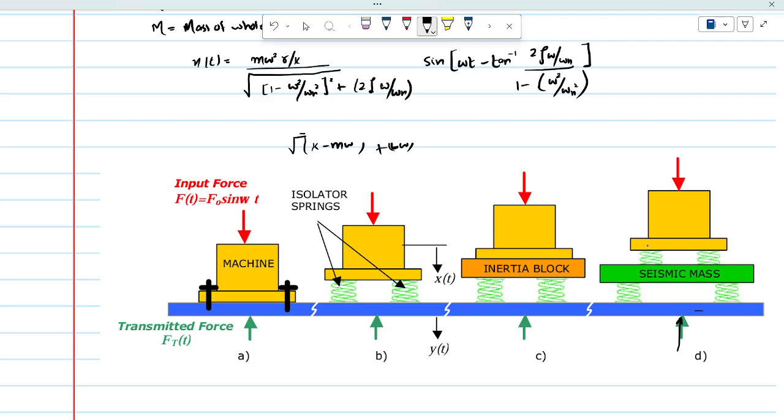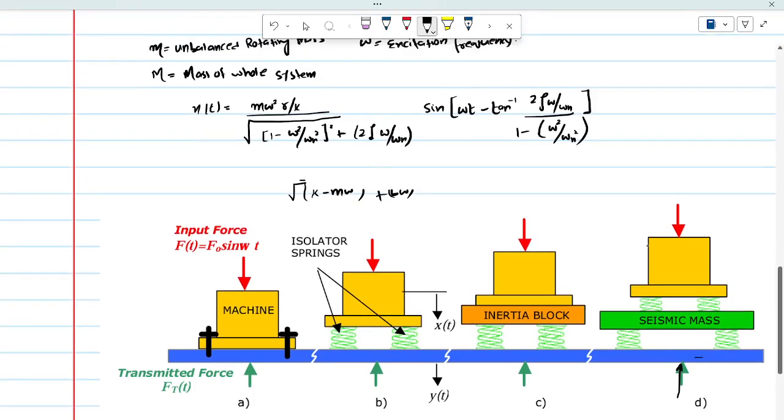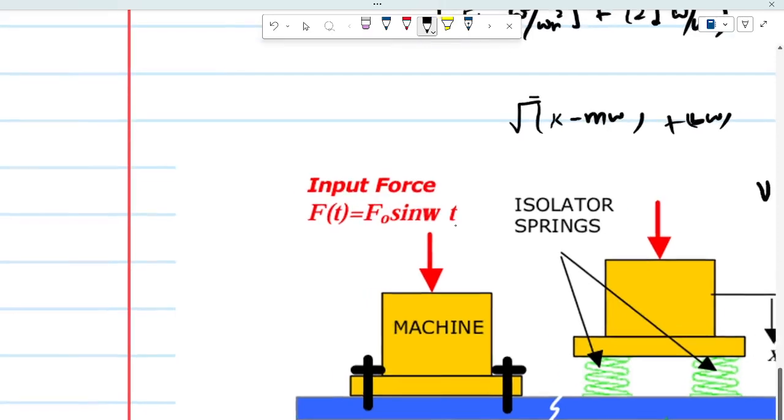This is how we isolate our system from the surrounding, to reduce the motion and the force transmission between the system and the surrounding. And that is called vibration isolation.